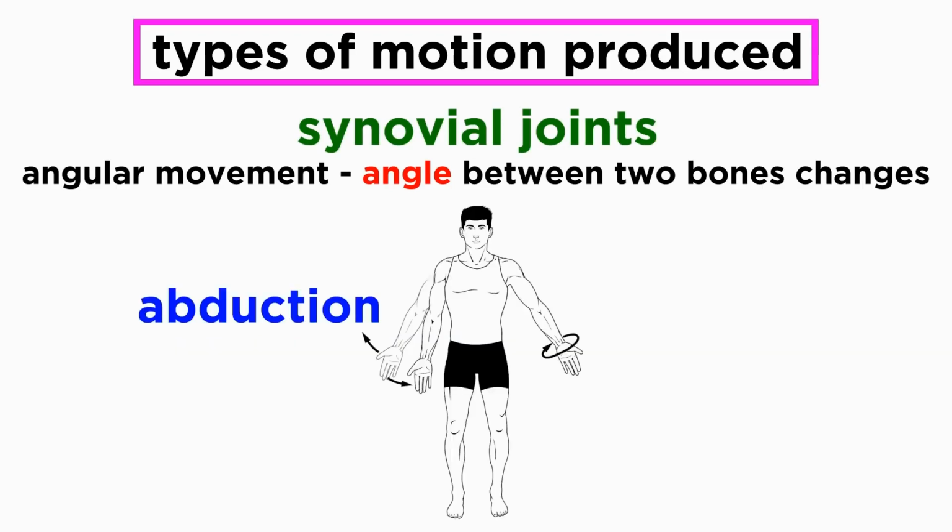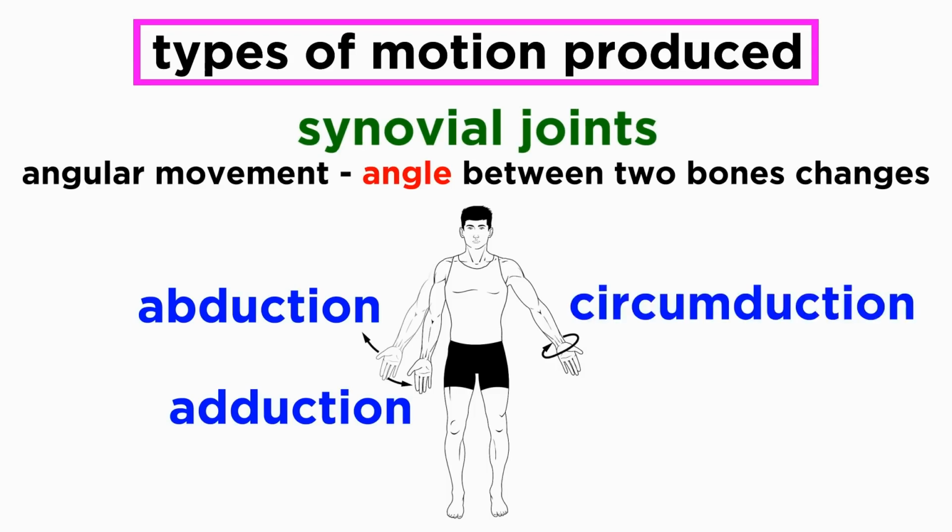Then there is abduction. This is motion of a limb away from the midline plane of the body, such as moving your arms up and away from your sides. Adduction is the opposite, moving a limb toward the midline plane of the body, like bringing your arms down to your sides.